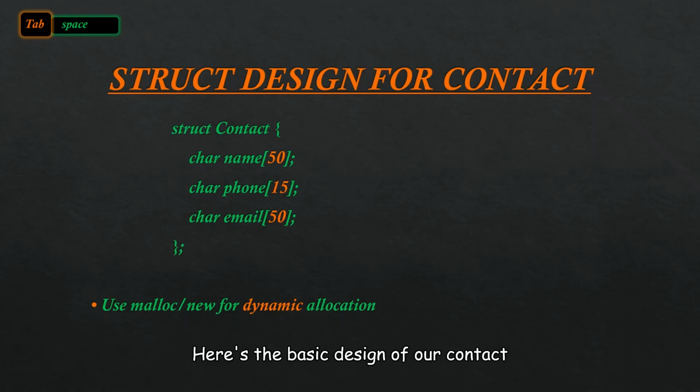Here's the basic design of our contact structure. It has three fields: name, phone number, and email. Each contact record you create will be based on this design. Using dynamic memory allocation, you will build an array or a linked list of these records. This design is minimal yet practical and scalable. It gives you a strong foundation to add features like sorting, filtering, or saving to files.